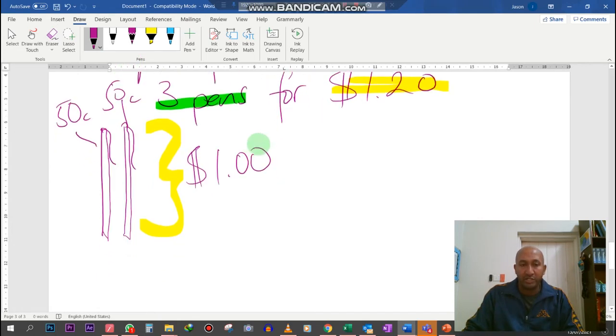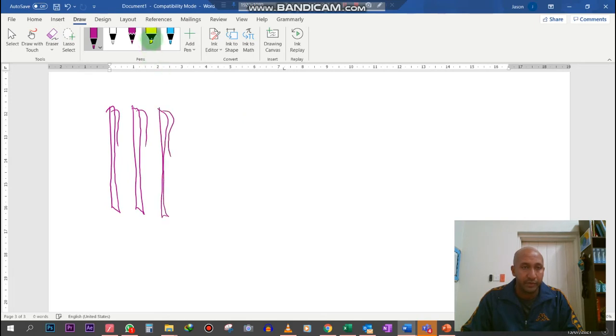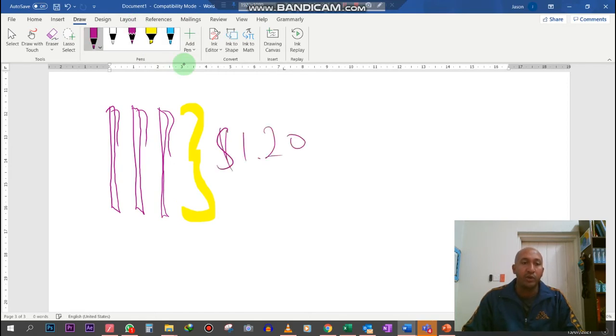Now for the next one, the 3 pens, I've now got 3 pens and they are costing $1.20. What does that mean for the price of each one? If I now divide $1.20 by 3, I should get an answer of 40 cents. 4 times 3, 4, 8, 12. Okay, so 40 times 3 will give me 120 cents or $1.20. These are 40 cents each.